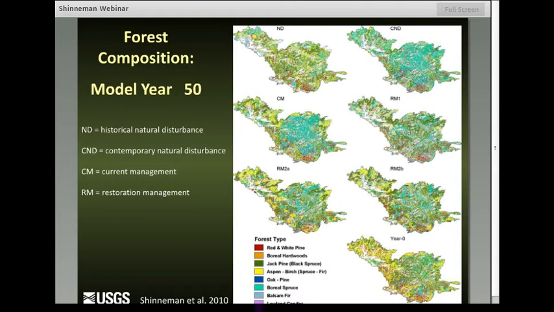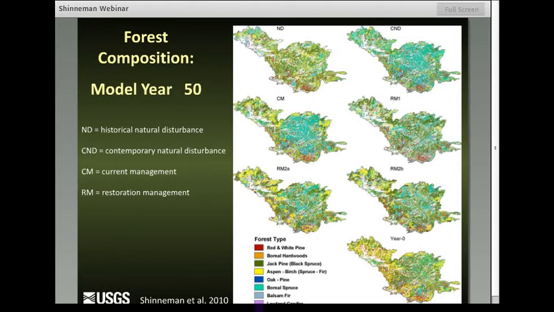The current natural disturbance scenario on the upper right essentially is a scenario that represents fire suppression effects, so very little to no fire allowed outside of park and wilderness areas, and only limited wildfire use within the wilderness areas in wind throw, but no timber harvest.